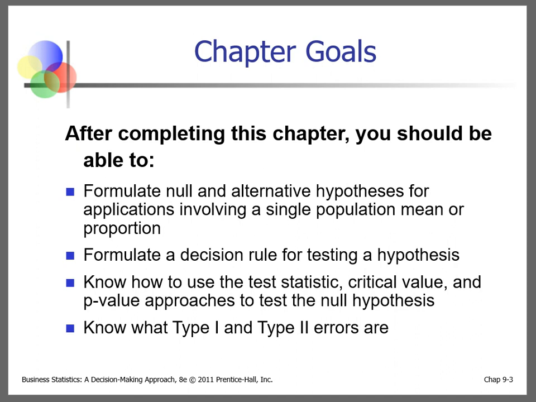After completing this chapter, you should be able to formulate null and alternative hypotheses for applications involving a single population mean or proportion, formulate a decision rule for testing a hypothesis, know how to use the test statistic, critical value, and p-value approaches to test the null hypothesis, and know what type 1 and type 2 errors are.